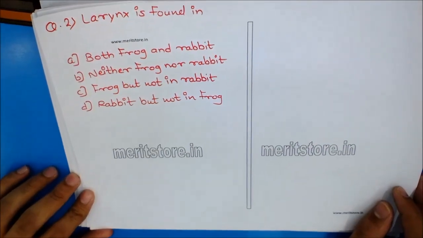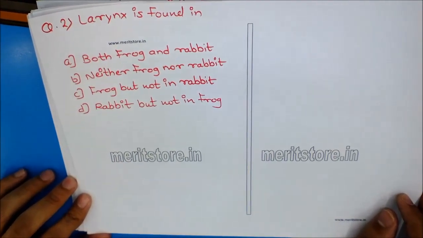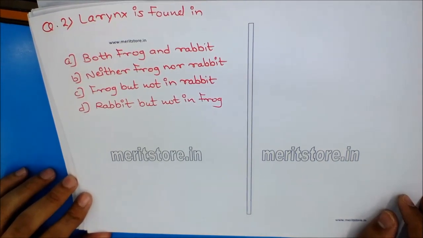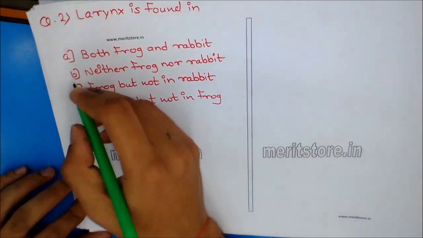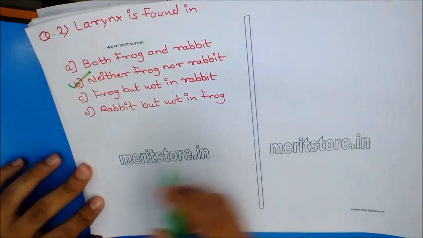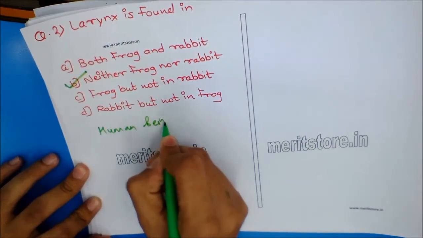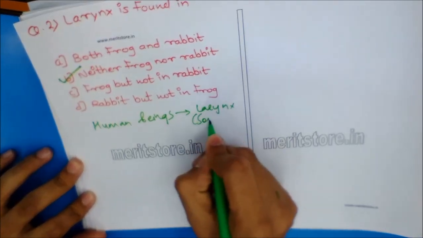Question 2 says larynx is found in option A both frog and rabbit, option B neither frog nor rabbit, option C frog but not in rabbit, option D rabbit but not in frog. The answer to this question is option B, as neither frog nor rabbit show presence of larynx. However, in human beings we do have the larynx, which is also known as the sound box.